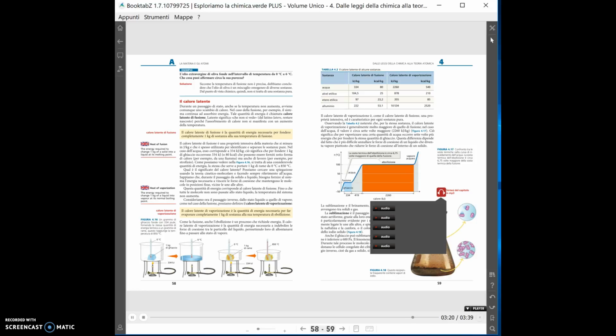The latent heat of vaporization is the amount of energy required to completely evaporate 1 gram of a substance at the boiling point. It is an intensive property that is characteristic of each pure substance. For the same substance, the latent heat of vaporization is usually much greater than that of fusion.